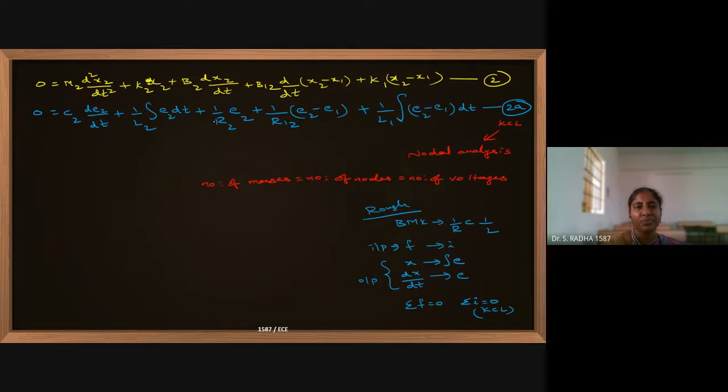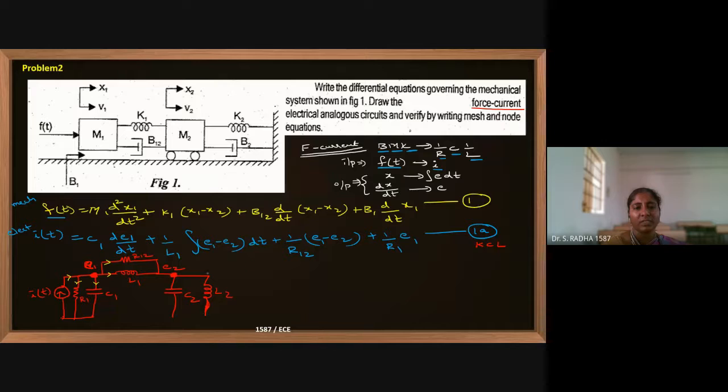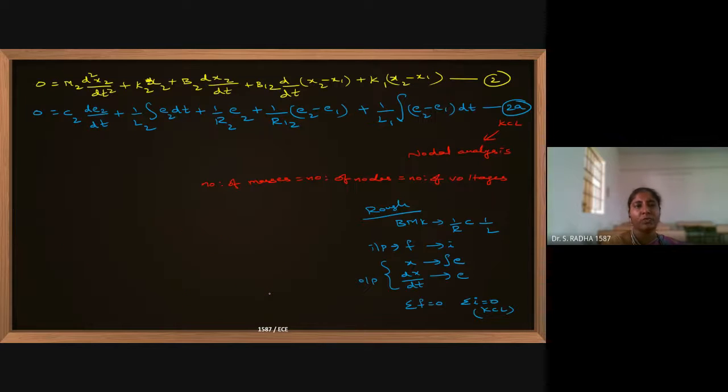Now the third term, 1 by R2 E2. It is also connected only to E2. So I have to take one resistance R2, which is connected only to E2. All these are parallel paths and all these points are at the same voltage. So C2, L2, R2 are connected only to E2. You can see the first three terms of equation 2a are completed.